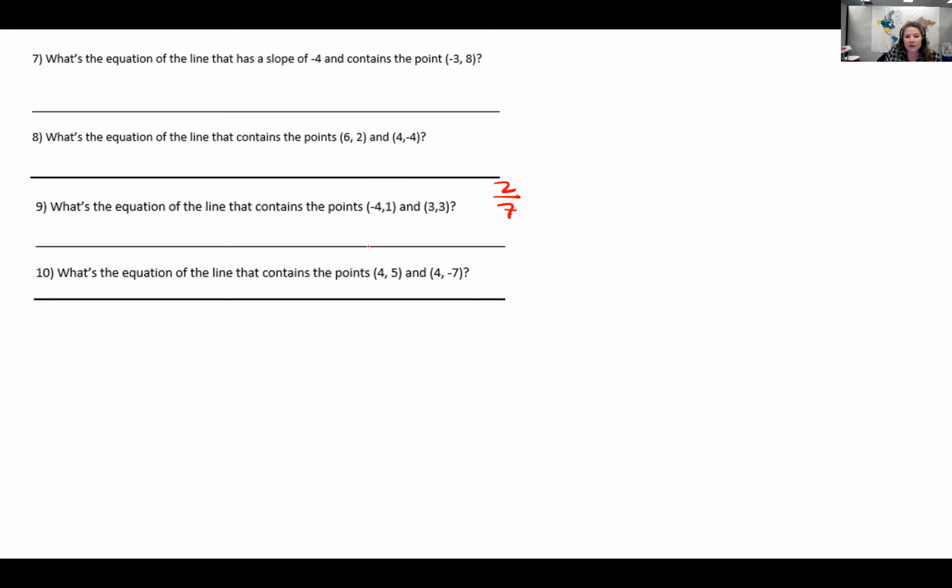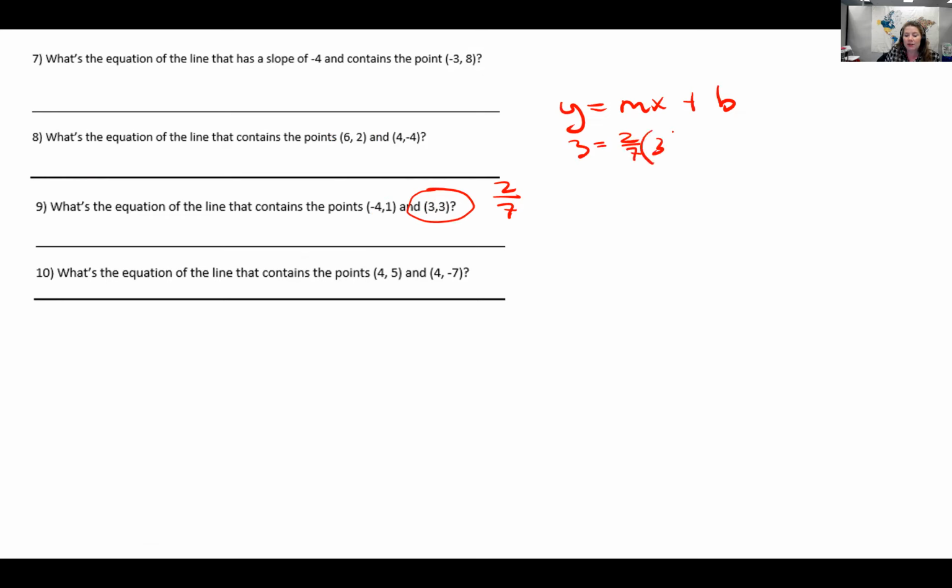And then I'm going to use one of these formulas. So I'm going to do y equals mx plus b. Doesn't matter. I'll use the second one. It doesn't matter. My y value is 3. My m is 2/7. My x value is 3. So when I multiply 2/7 times 3, I get 6/7 plus b. And then I'm going to subtract 6/7 from both sides.